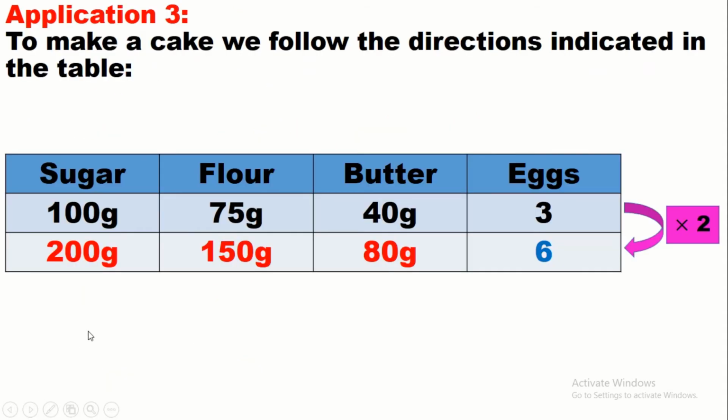Something which is very important, to make a cake we should follow the directions. We use 75 gram of flour, 40 gram of butter, and 3 eggs. Well, what directions should we follow in order to bake 2 cakes together? Well, if we want 2 of them, so we multiply our indications by 2. 75 times 2 gives us 150. As you see here, we should multiply them by 2. 40 times 2 gives us 80 gram. Also 3 times 2 gives us 6 eggs.